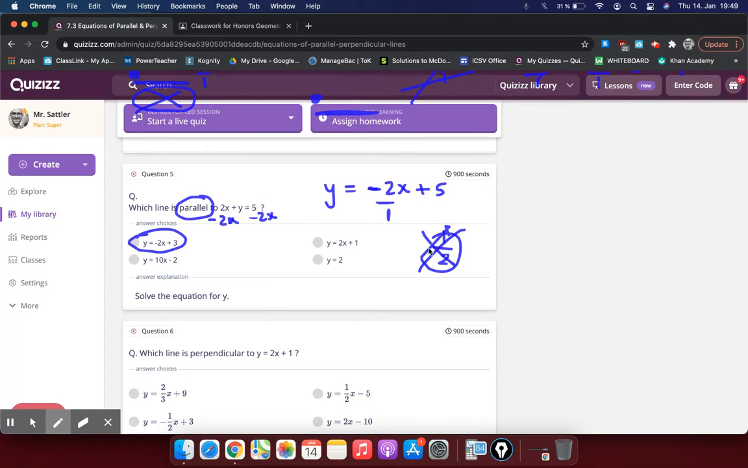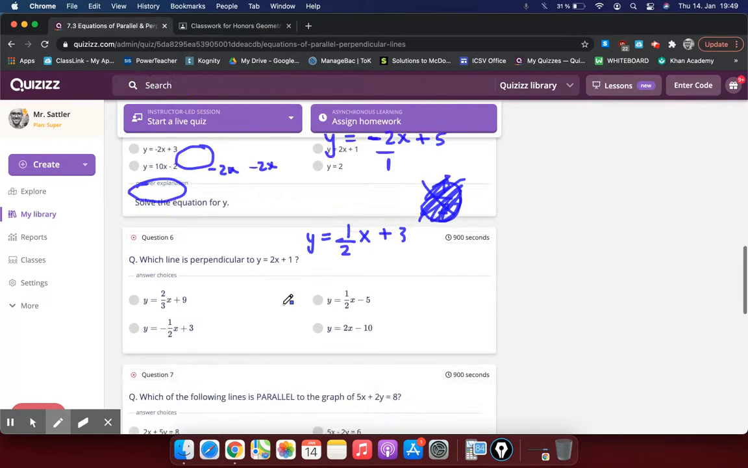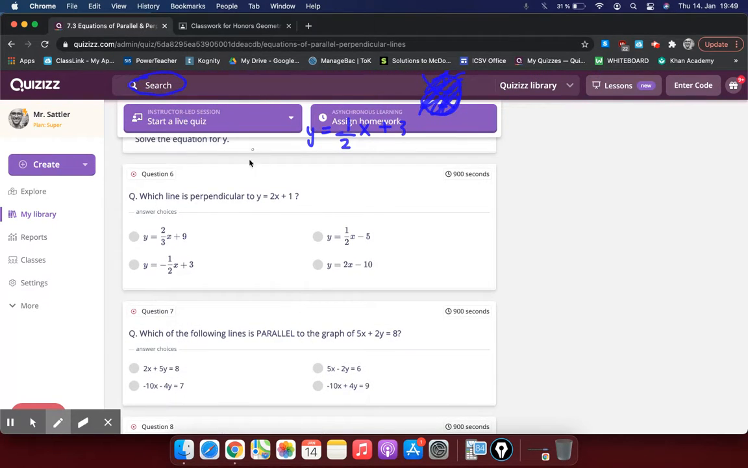Okay, if we wanted one that was perpendicular, we'd be looking for something like y equals 1/2 x plus anything. That would be perpendicular. Okay, which line's perpendicular? Okay, here we go. Perpendicular. So watch out for those terms.